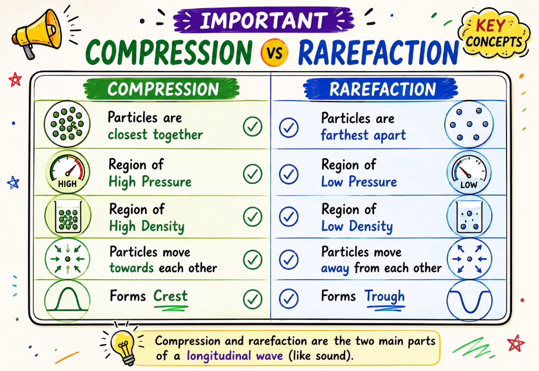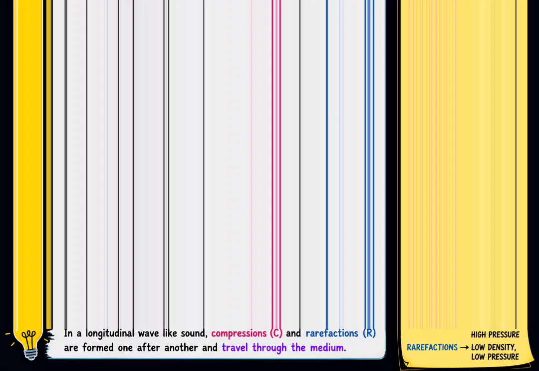During compression, particles move towards each other. During rarefaction, particles move away from each other. One more important point. On the graph of a longitudinal wave, compression corresponds to the crest, while rarefaction corresponds to the trough. So remember this comparison carefully because it is very important for exams.